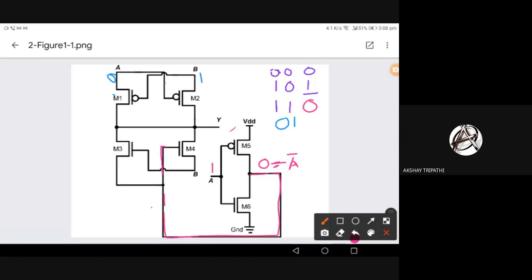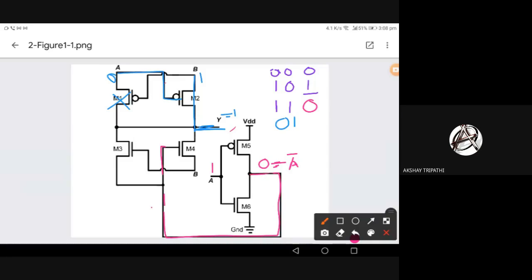So definitely M1 will be off because B is 1. But M2 will be on because A is 0. So B is directly going to the output from the top. That means Y equals 1 because B is 1 and M2 is on. Now let's see the bottom circuit, what logical value we are getting.